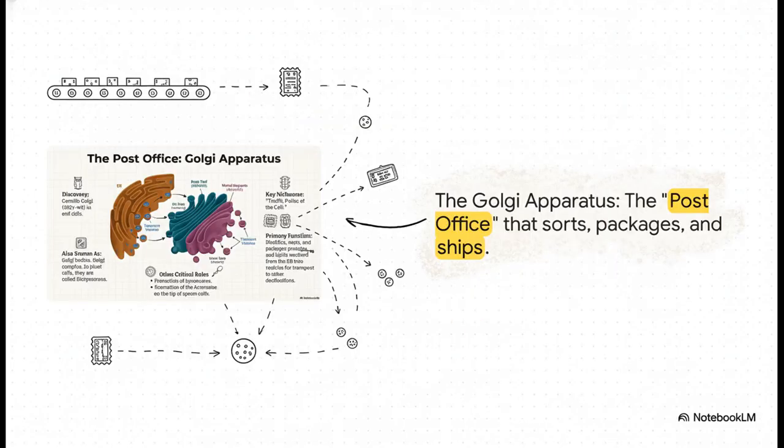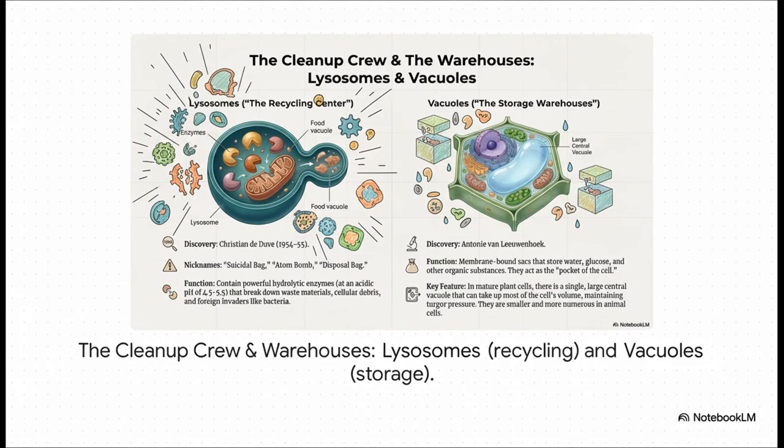Okay, so once the products leave the ER assembly line, where do they go? They head to the city's central post office, the Golgi apparatus. This is where proteins and lipids get their final touch-ups, they get sorted, and they get addressed for shipping. The Golgi then packages them into these little bubbles called vesicles, which are basically the delivery trucks that take them to their final destinations. Of course, every city has to deal with waste and storage, right?